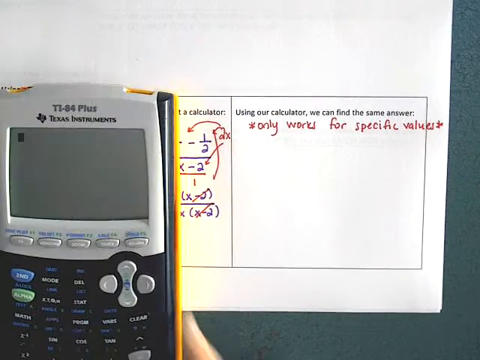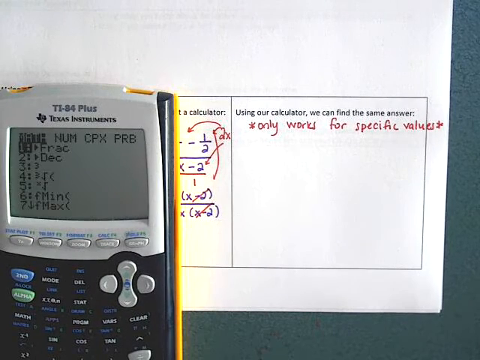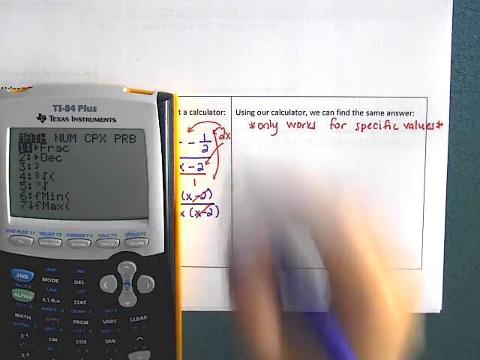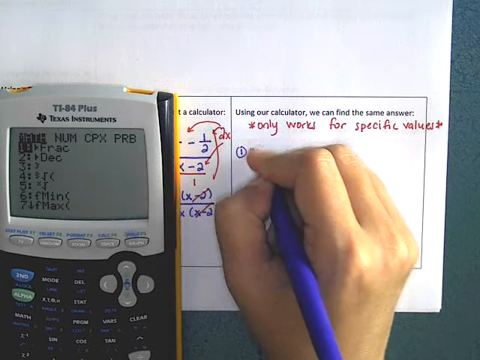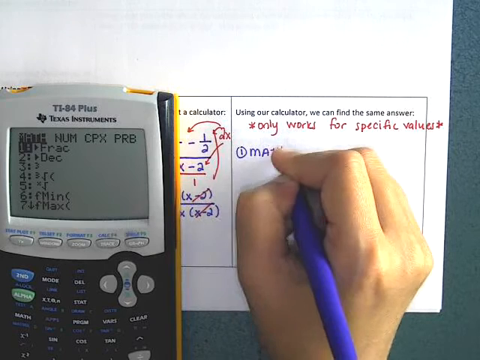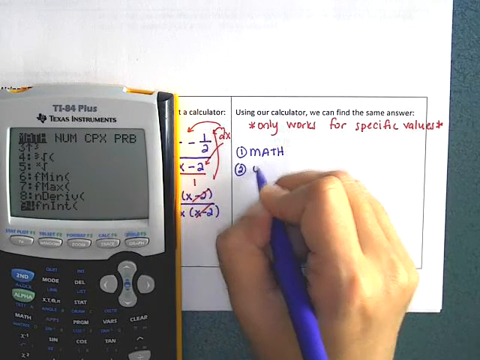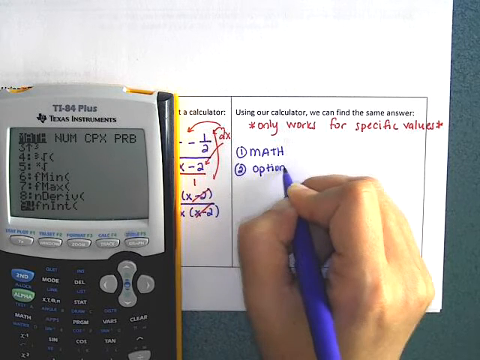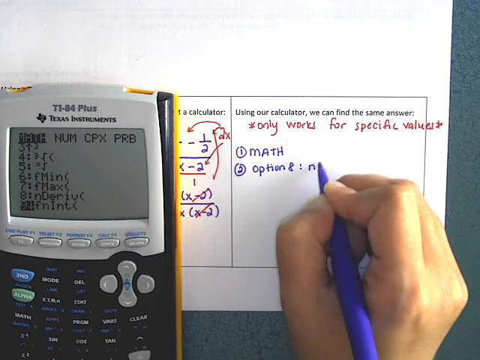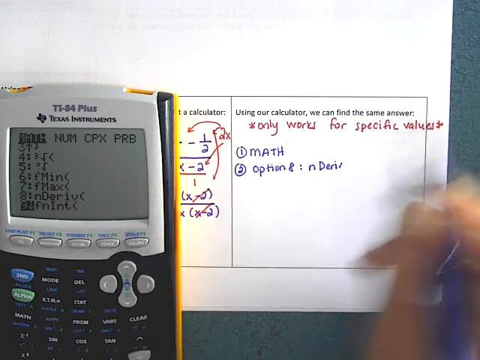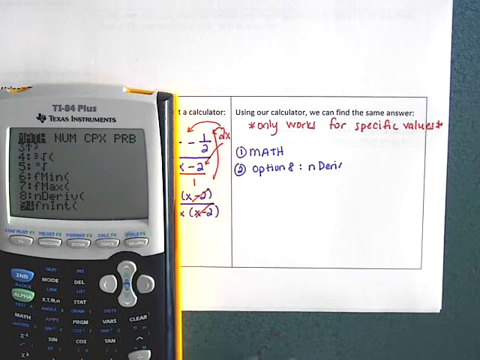But here's how you do it. Are you ready? Go to math. So let me write this down. First, we're going to go to math. If you go down, you should see that option 8 says nDeriv. So you can actually just push the number 8.